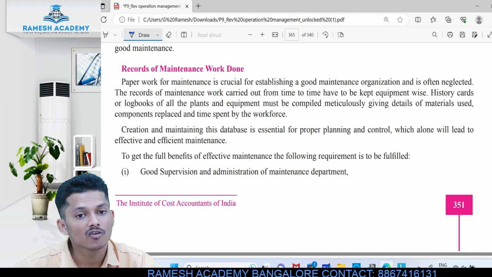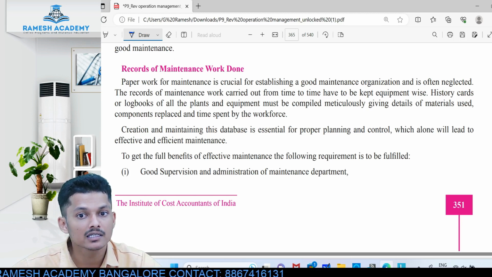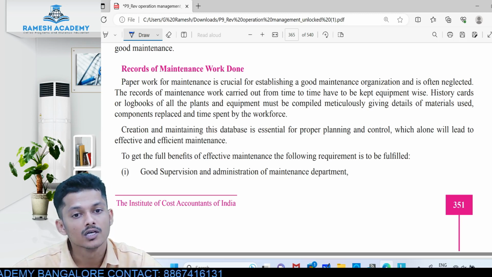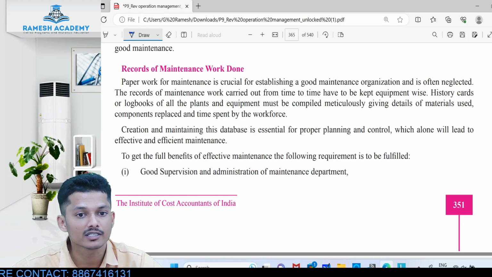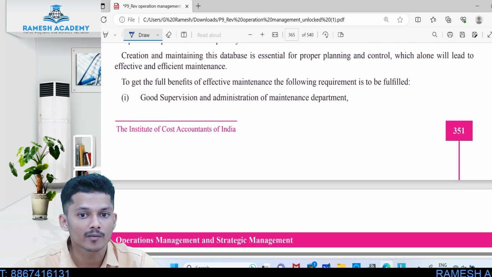The records of maintenance work carried out from time to time have to be kept equipment wise. History cards or log books of all the plants and equipments must be compiled meticulously, giving details of materials used, components replaced and time spent by the workforce. So creating and maintaining the database is essential for proper planning and control, which alone will lead to effective and efficient maintenance. To get the full benefits of effective maintenance, the following requirements are to be fulfilled.